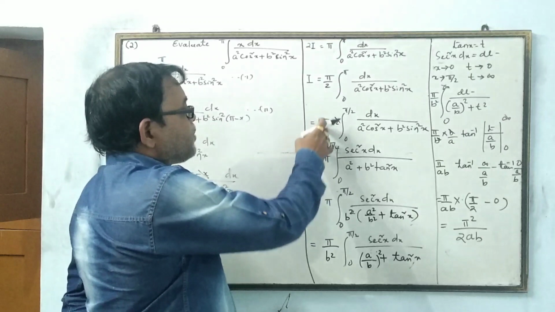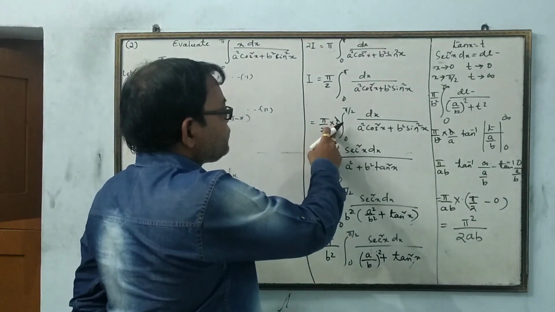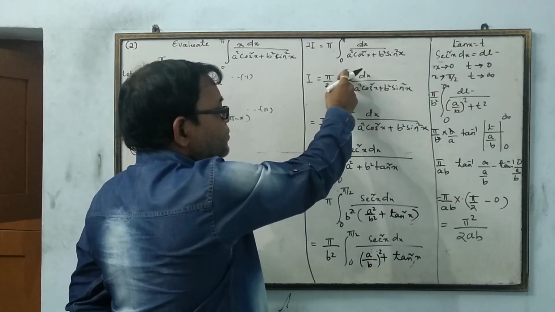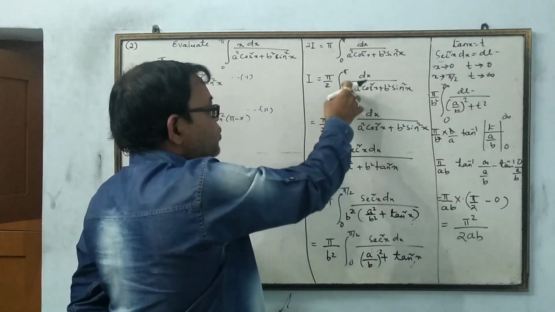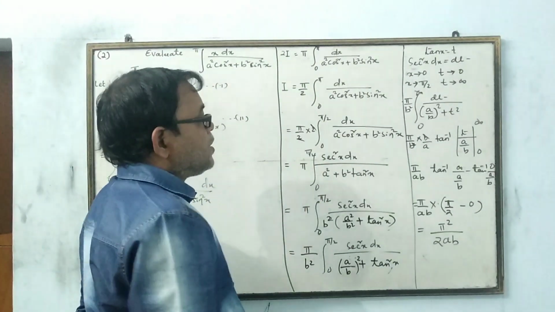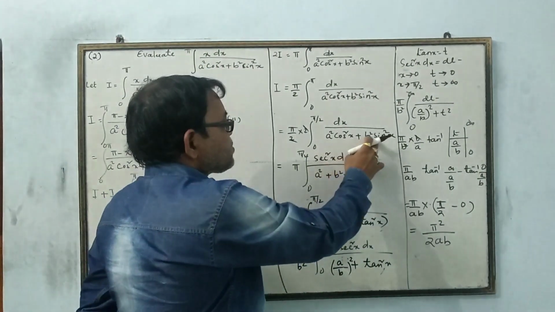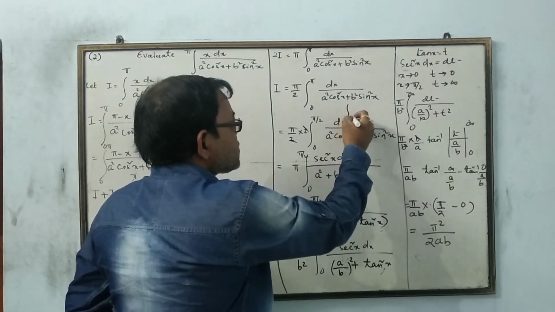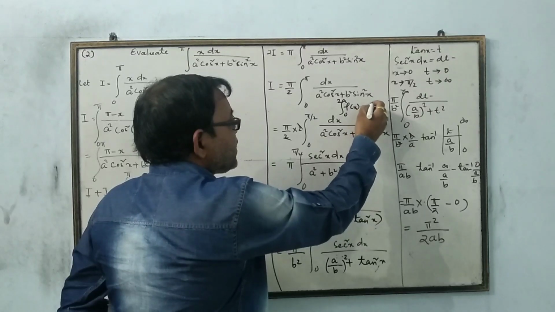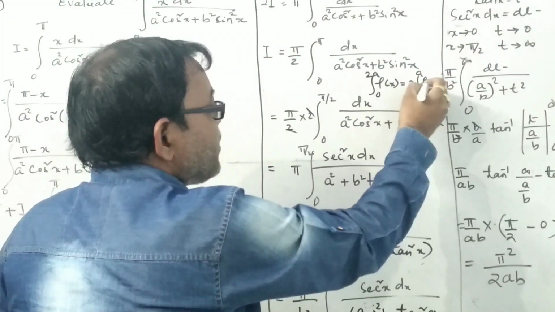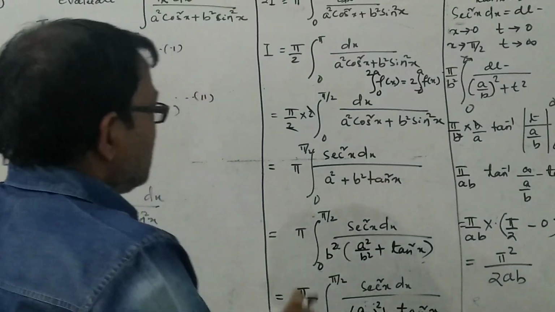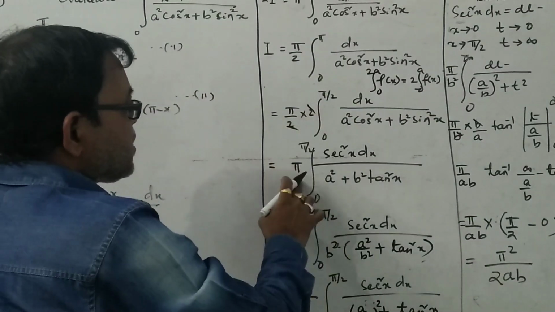This can be written as pi by 2 into 2, integral from 0 to pi by 2, because of the limits 0 to pi, we have a property that the integral from 0 to 2a is the same as 2 times the integral from 0 to a, of dx by a square cos square x plus b square sin square x. I have used the property that integral 0 to 2a of f of x is equal to 2 times the integral of 0 to a of f of x. That's why this is pi by 2 into 2, and the 2s cancel.